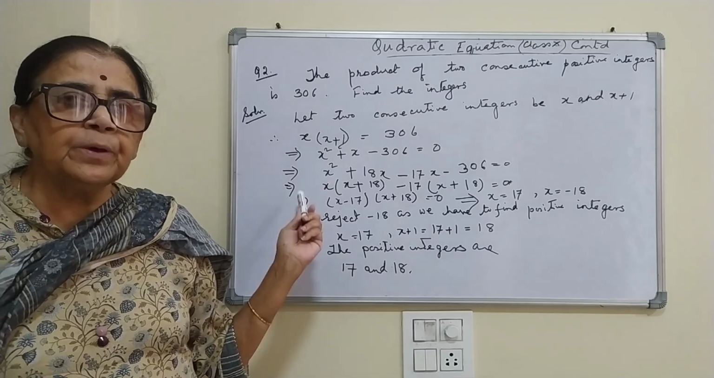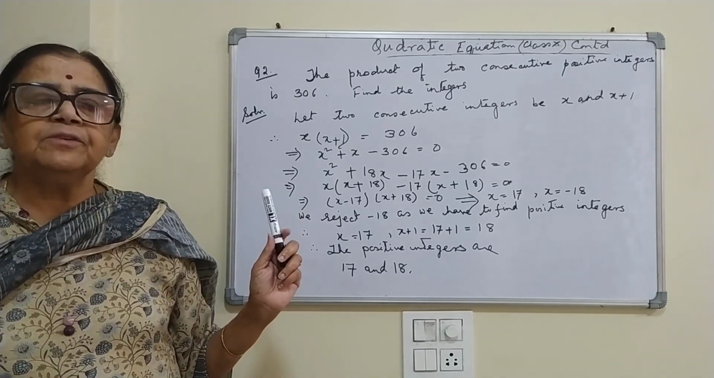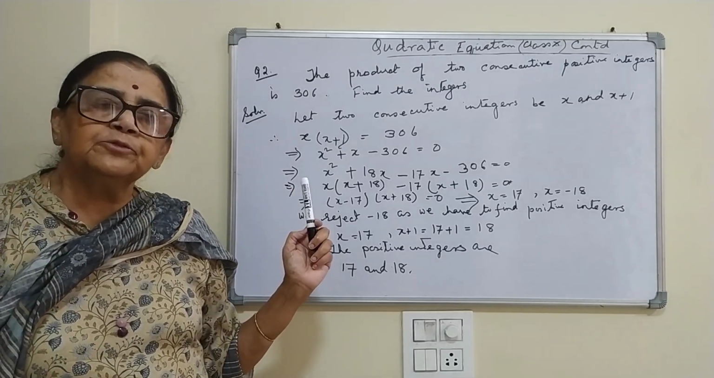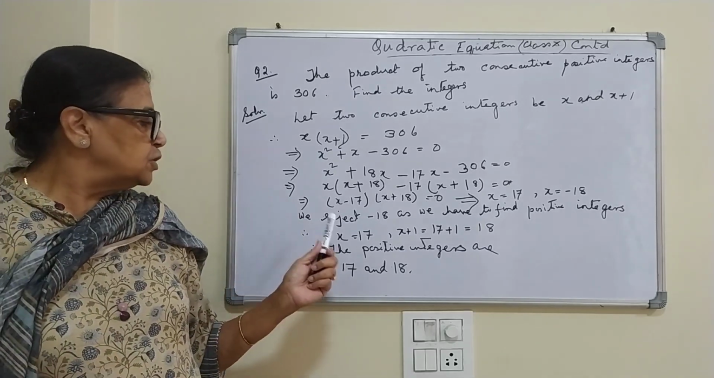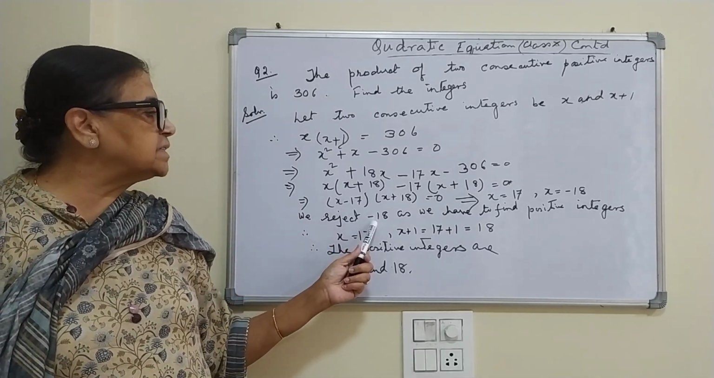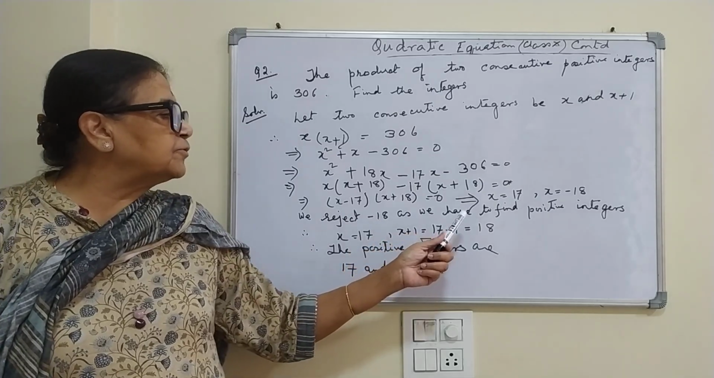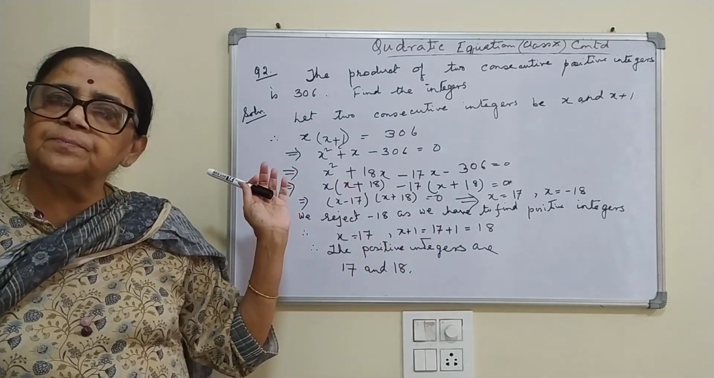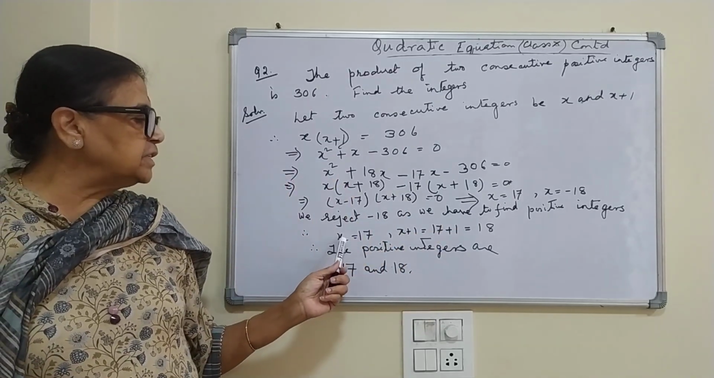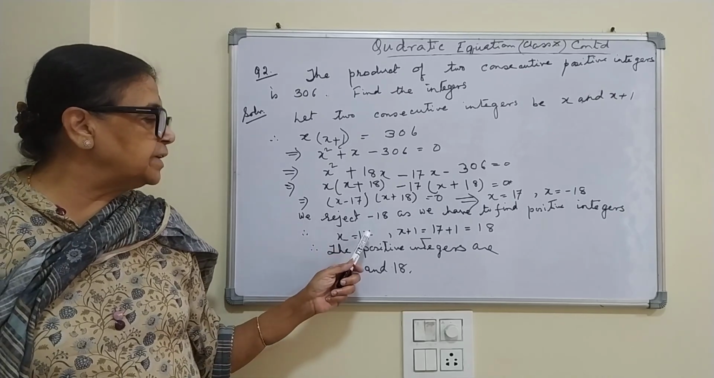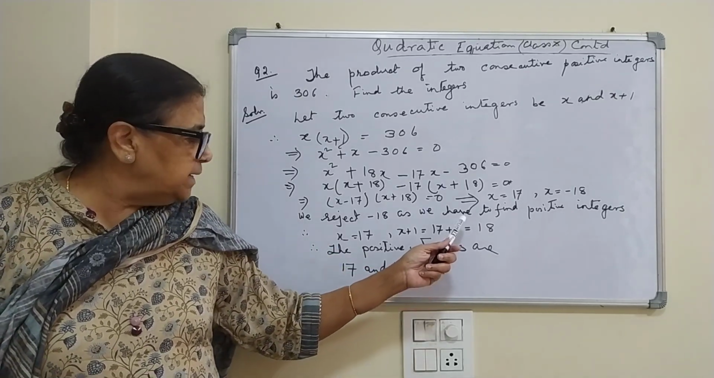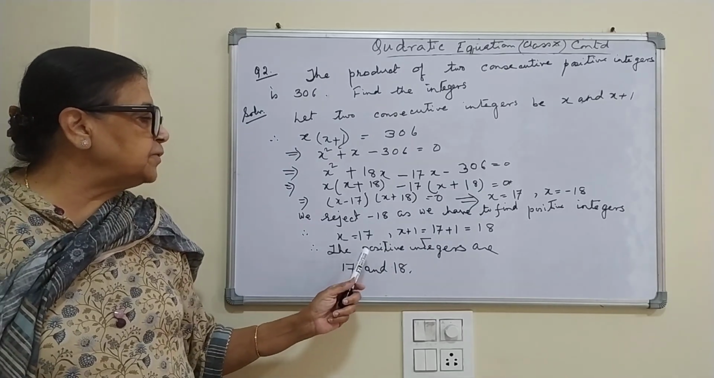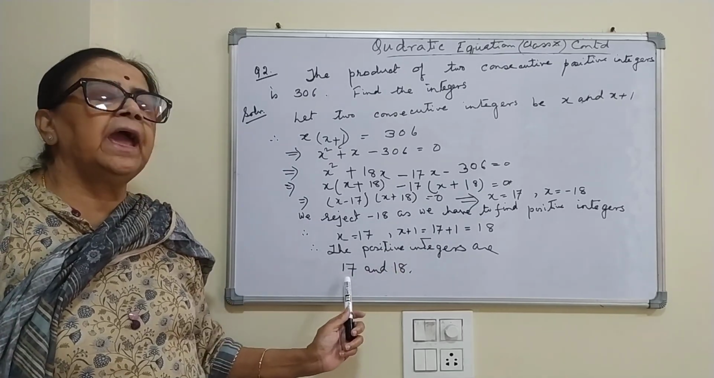But according to the problem, I have to find the positive integers. So I reject minus 18 as we have to find positive integers. Therefore x is equal to 17 and x plus 1 is equal to 18. Therefore the positive integers are 17 and 18.